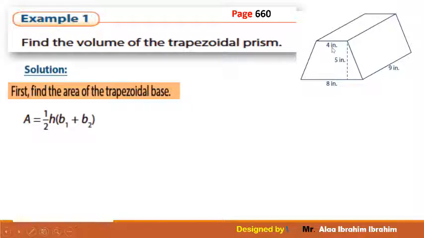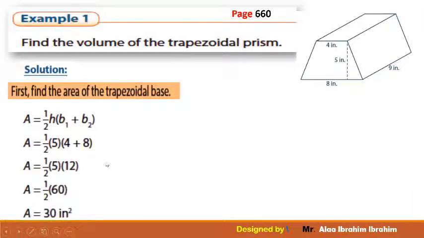Okay, so 4 plus 8, divided by 2, meaning half, then I multiply by the height. So I make it half, my height is 5, my B1 is 4, my B2 is 8. Make this operation, so you will have your area. So your area is 30. So the area of this trapezoid is 30.